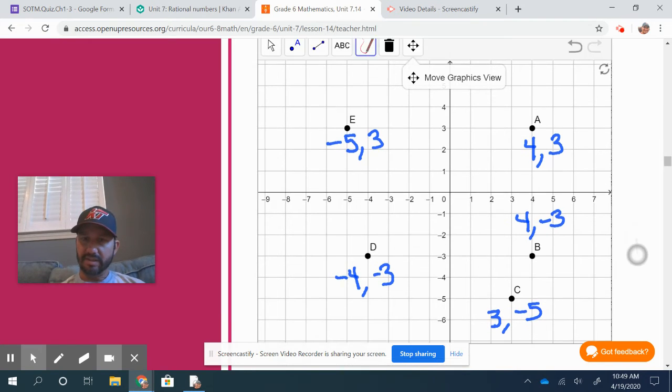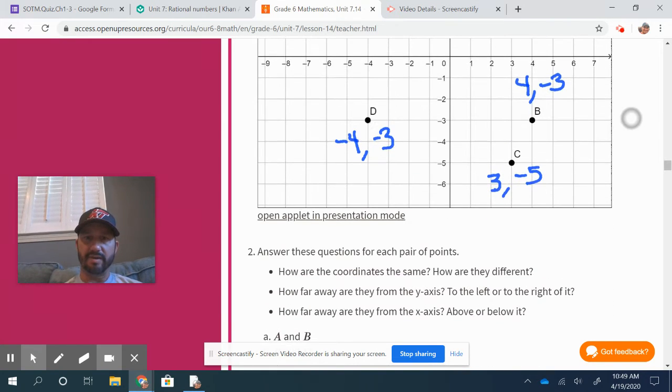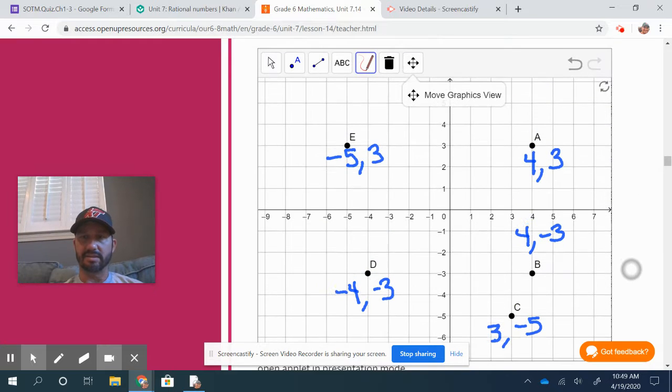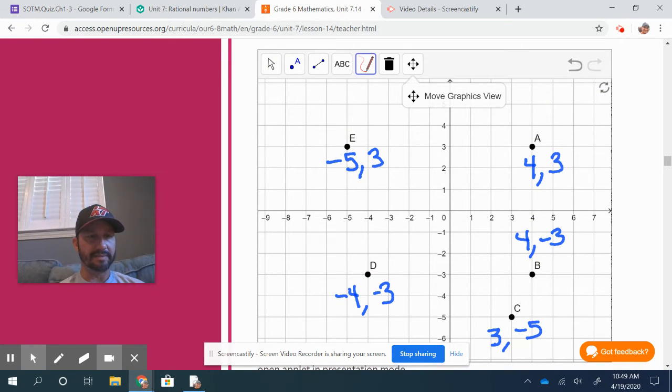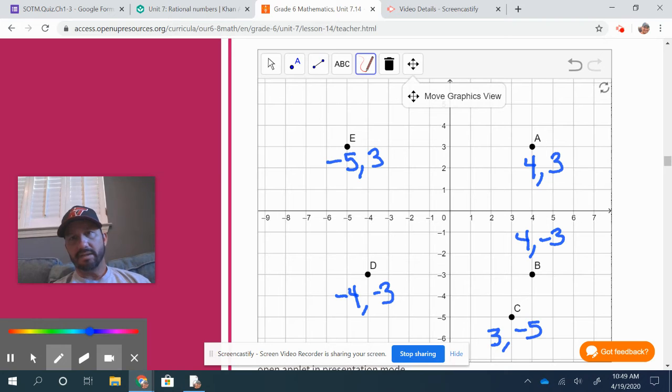Okay, moving and looking back. Next one, how far away are they from the y-axis? So this is kind of a lot of what this is going to be about. If we're going to talk point E first, the question is how far away from the y-axis is it? The y-axis, remember, is the vertical line, the one going straight up and down. And how far away it is: 1, 2, 3, 4, 5. Or a way to look at it is it would be the absolute value of the x coordinate.